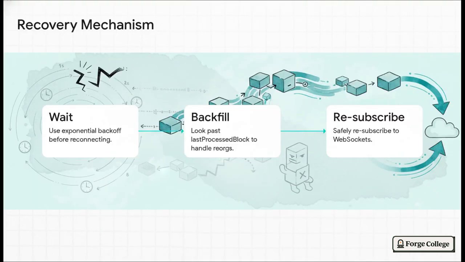Let's look at our recovery mechanism to see how this builds a truly resilient system. If your WebSocket drops, you don't just furiously try to reconnect every millisecond. You use exponential backoff. Wait 1 second, then 2, then 4, so you don't overwhelm the node. When you do reconnect, the critical second step is to backfill from our last processed block minus a conservative window, say 6 blocks. We deliberately look a few blocks into the past just in case a reorg happened while we were completely disconnected. Any duplicates we accidentally pull in will obviously be handled by our bouncer from the previous step. Then, step 3, we safely resubscribe.